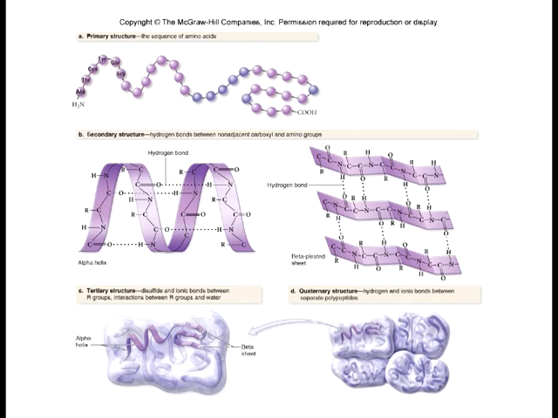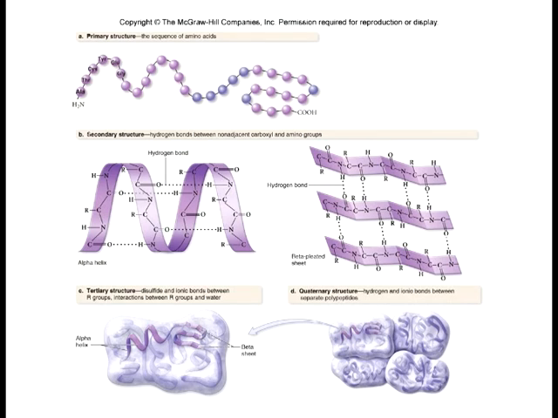Now, the last one isn't actually much different than this one. It's called quaternary structure. What is quaternary structure? It's essentially multiple polypeptide chains all combined together into an even larger three-dimensional structure. So the only difference between a tertiary and quaternary structure is how many polypeptide chains you have. For a single tertiary structure, it's just one polypeptide chain folded.